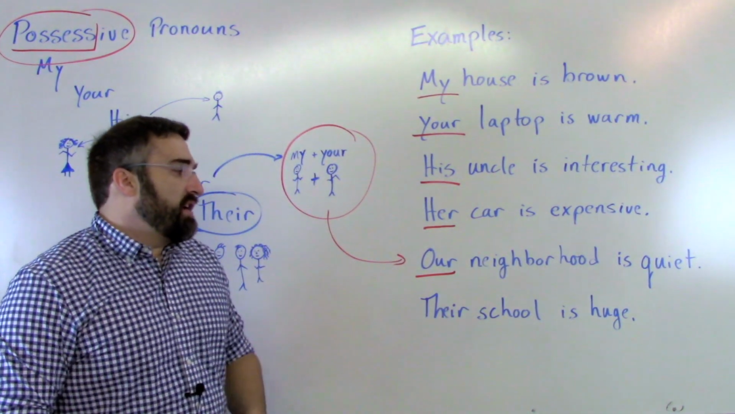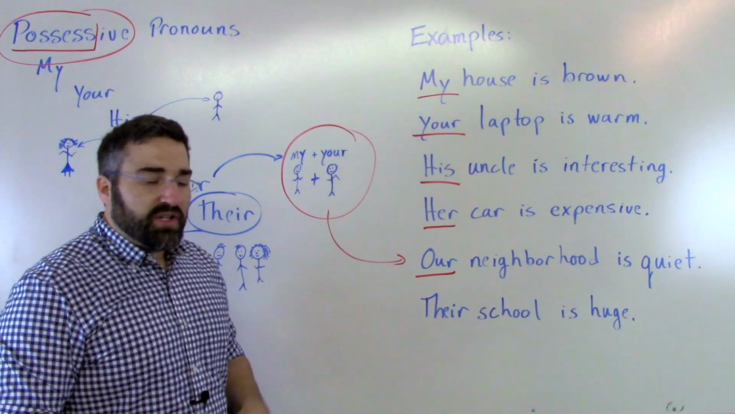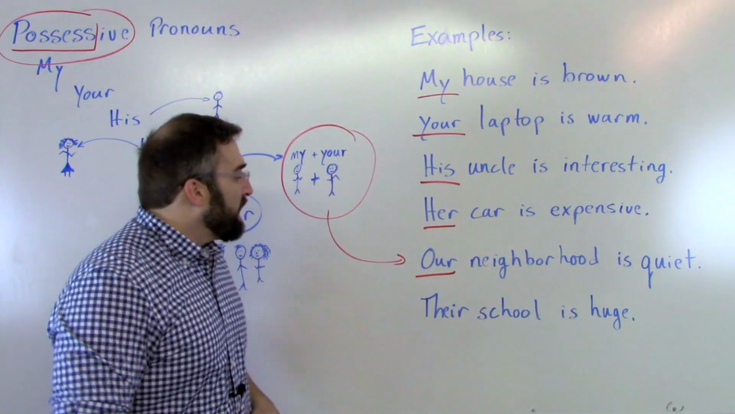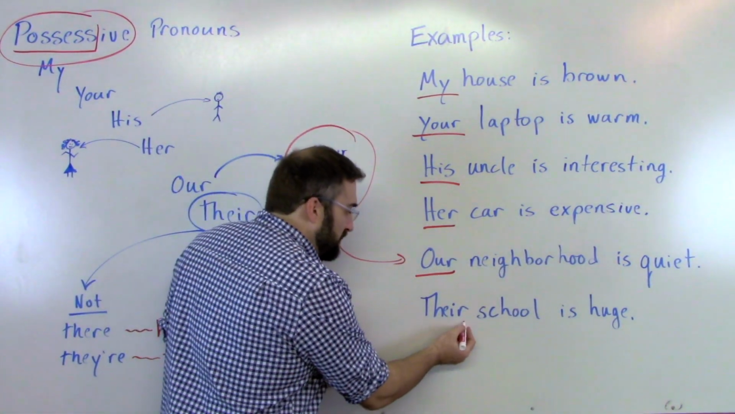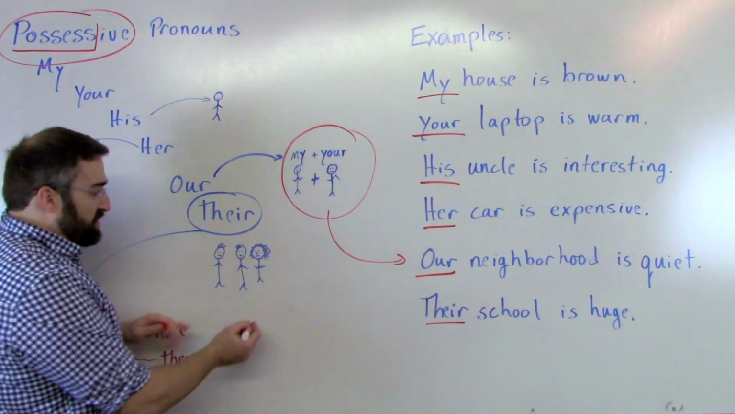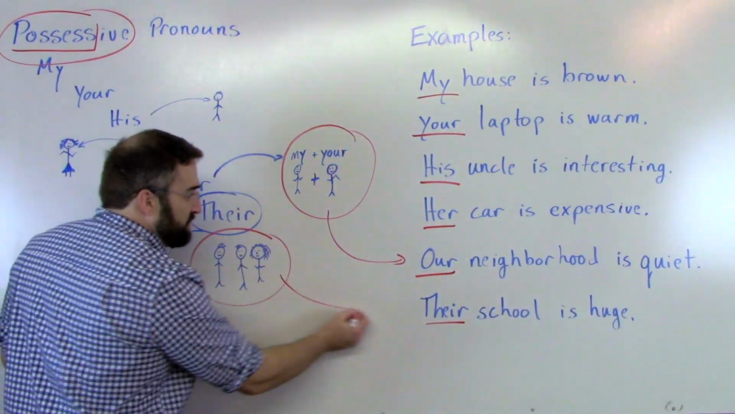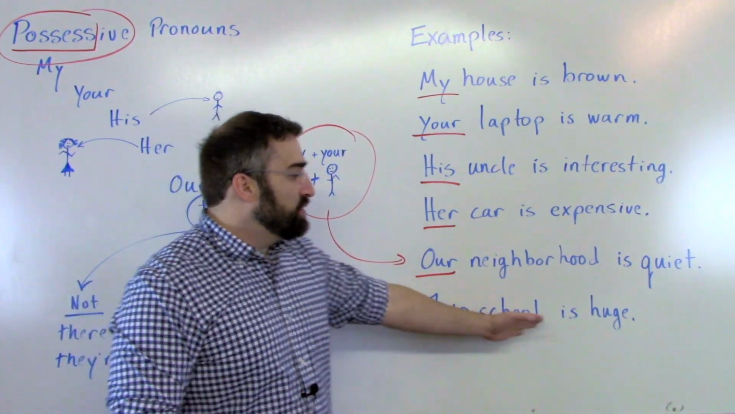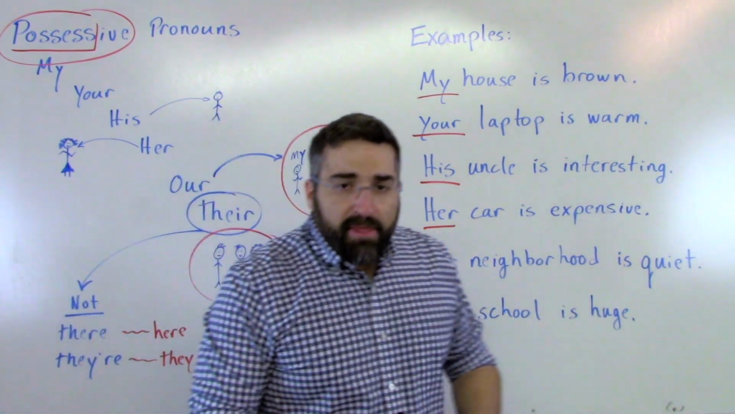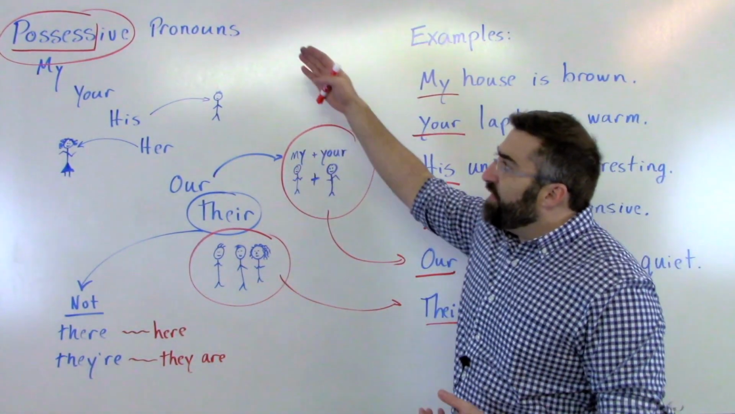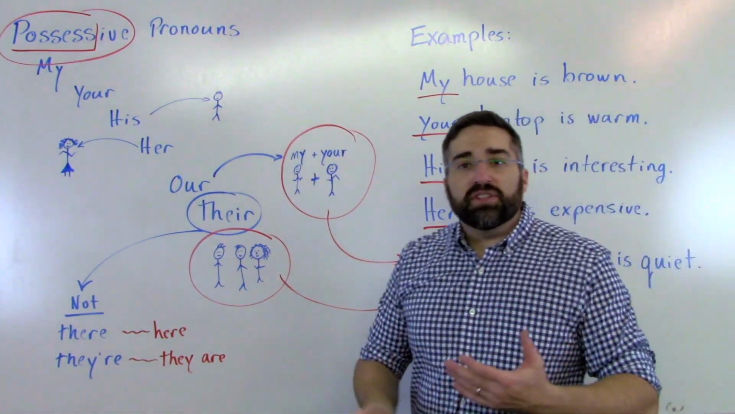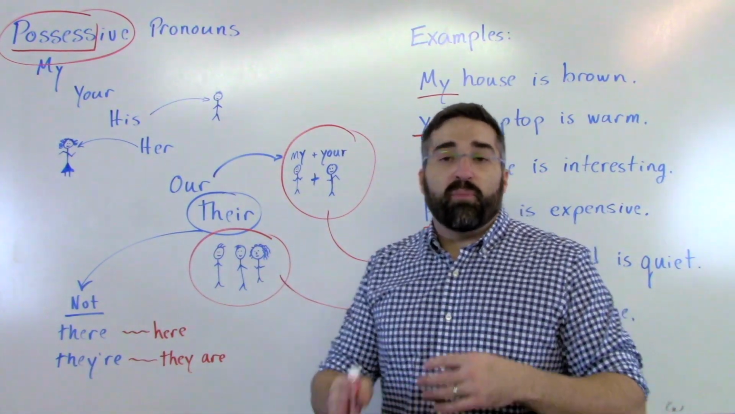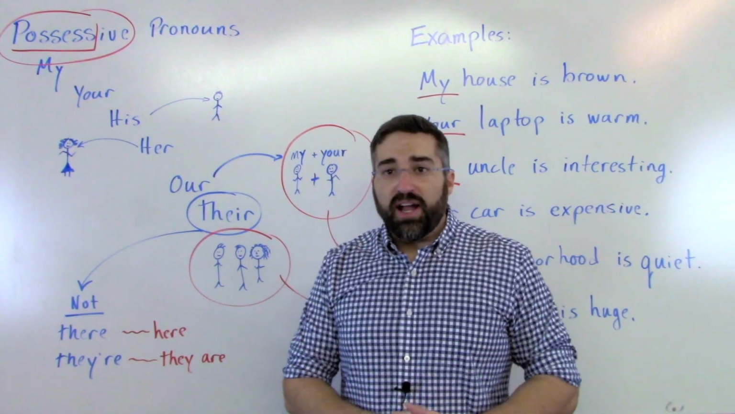Next, we have their school, right? Their school is huge. Huge, again, means very, very big. So their school, right? A group of students have a very, very big school. Their school is huge. Okay, so now that we have these possessive pronouns, let's look next at just a possessive with a name or a possessive with a person. Okay?